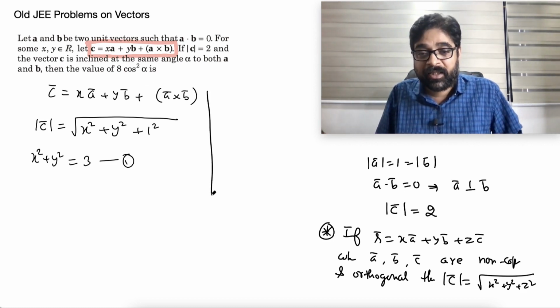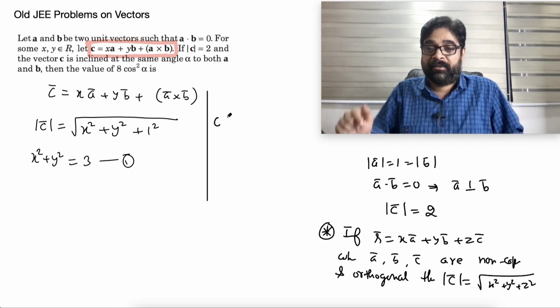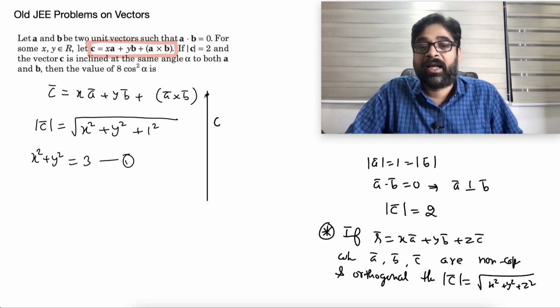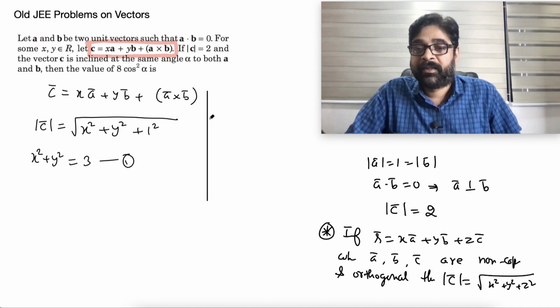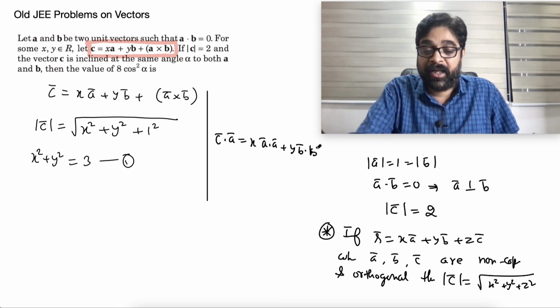So that means what is the other information they gave you? Brother, C dot A means the angle between them. I want to get the angle. So what I am going to do, watch carefully everybody. If I take dot A on both sides, C dot A will be equal to x into A dot A plus y into B dot A.